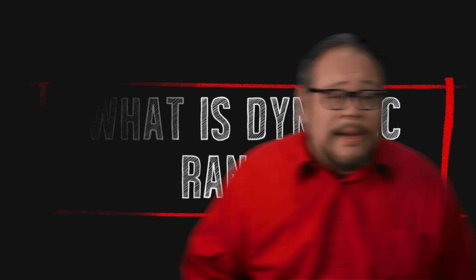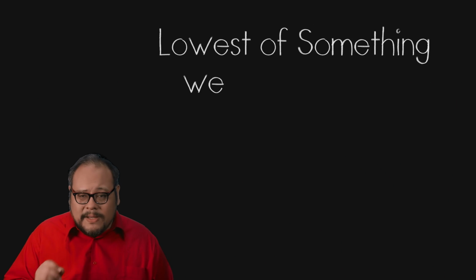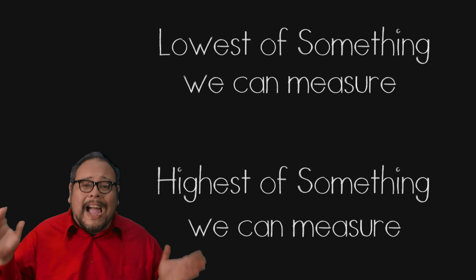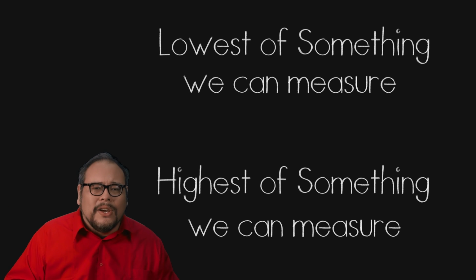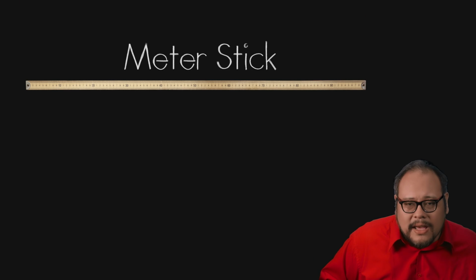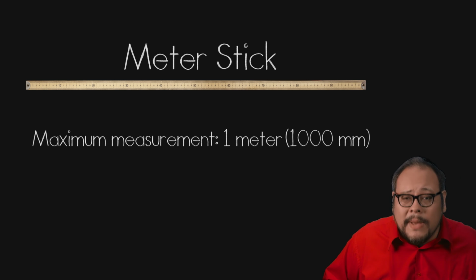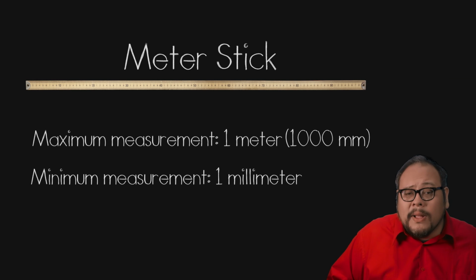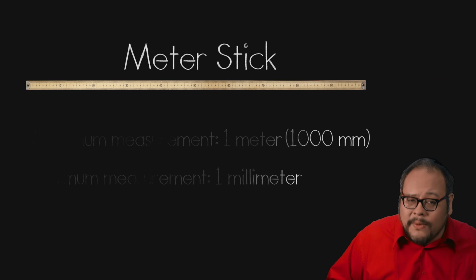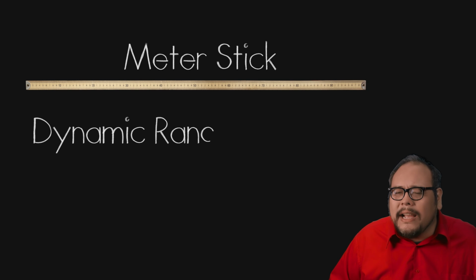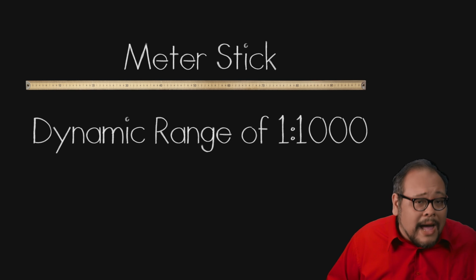Simply put, dynamic range is the range between the lowest of something we can measure and the highest. Let's take this good old-fashioned meter stick. The most it can measure is 1 meter, or 1,000 millimeters. The smallest it can measure is 1 millimeter. Below that, we have no accuracy. So we could say this meter stick has a dynamic range of 1 to 1,000. You would never say that about a meter stick, but we're among friends here, so I won't judge.